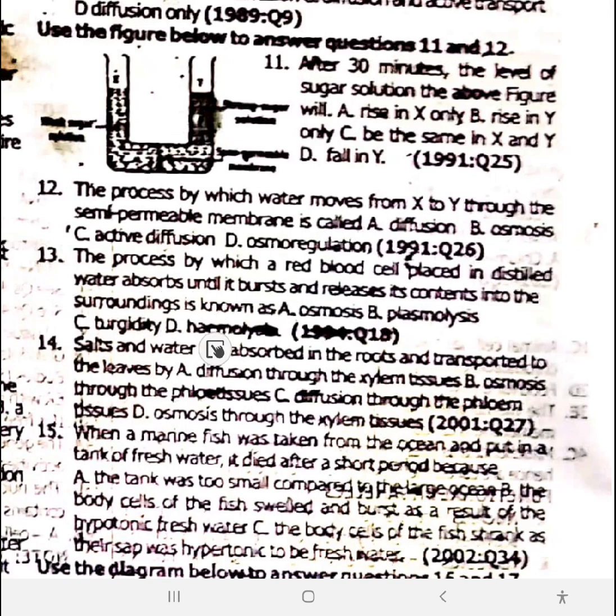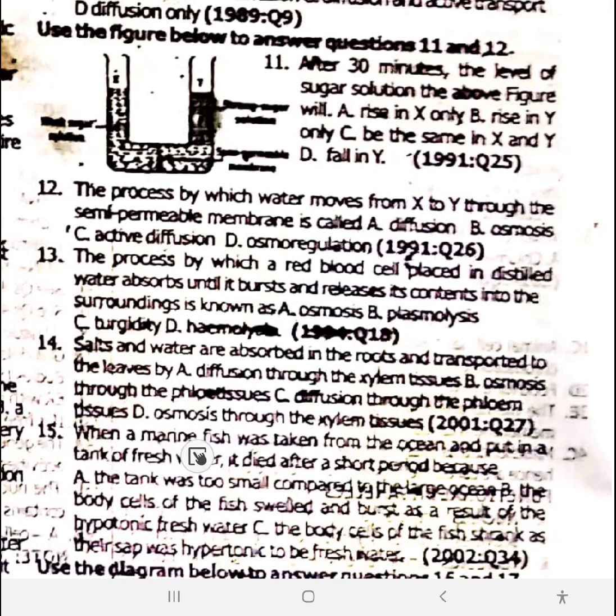The major reason is that the animal cell, in this case the red blood cell, has no cell wall to help it hold against the water. So water will enter, it swells, and it will burst. 14. Salt and water are absorbed in the roots and transported to the leaves by. 14 is option D. Let's see. Osmosis through the xylem tissue.